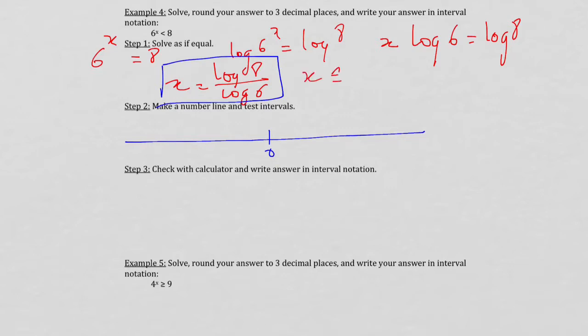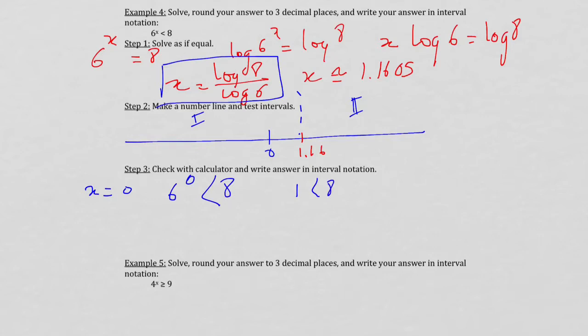So x is about 1.1605. So I know that 1.16 is on the right side, so I have two intervals. So I'm going to look at the interval number 1, and I'm going to say if x equals 0, what do I have? I got 6 to the 0. Is that less than 8? And 6 to the 0 equal 1. So 1 is less than 8.